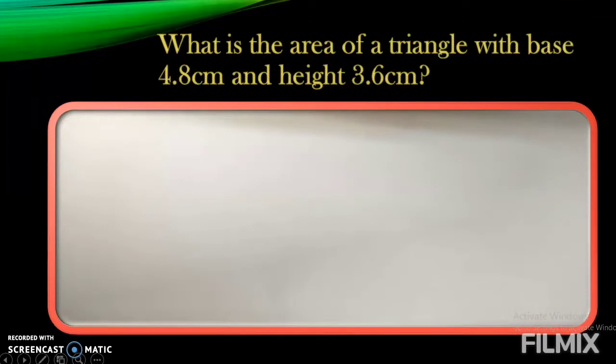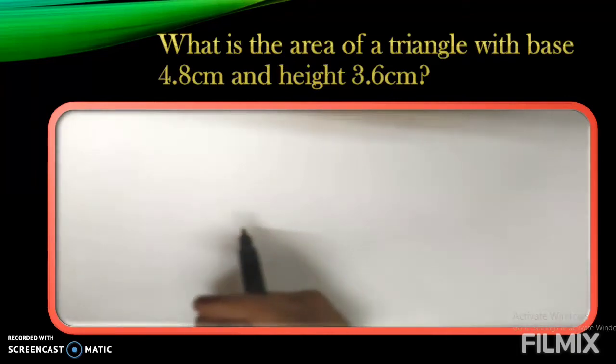First question, what is the area of triangle with base 4.8 centimeter and height 3.6 centimeter? In this question we have to find out area of triangle. So what is the formula for area of triangle? Half into base into height. Now let's see what things are given to us.